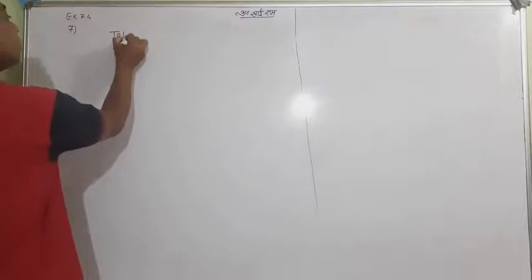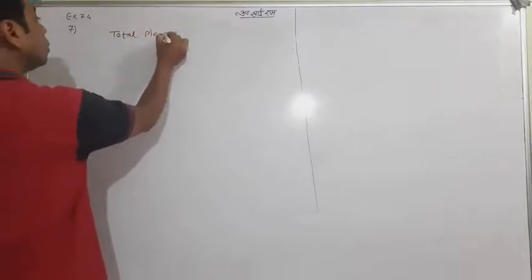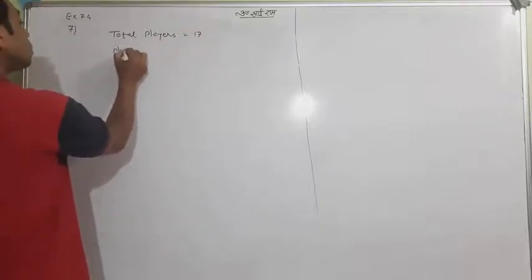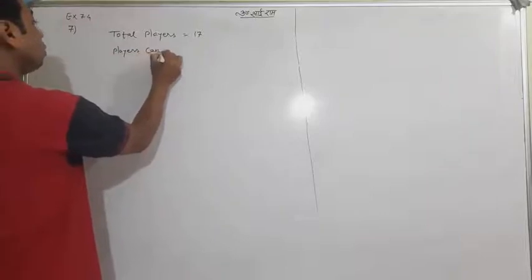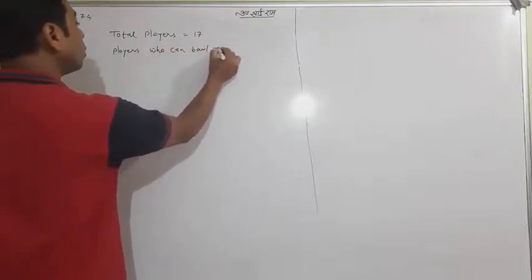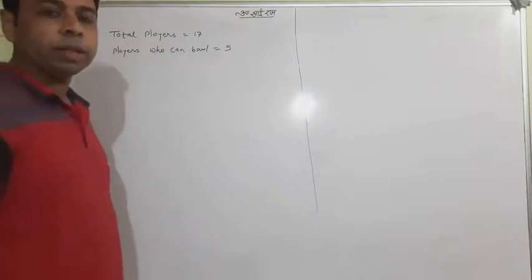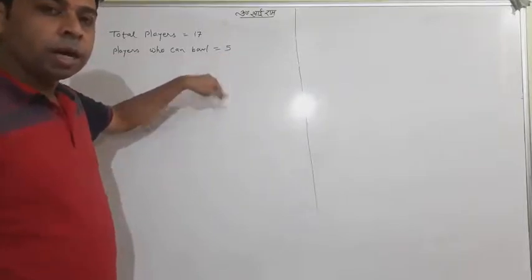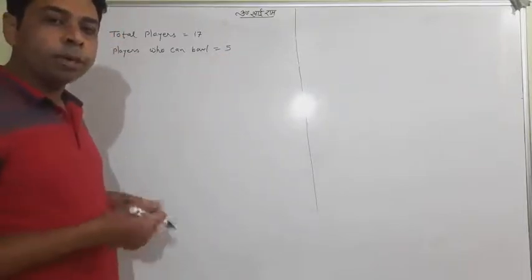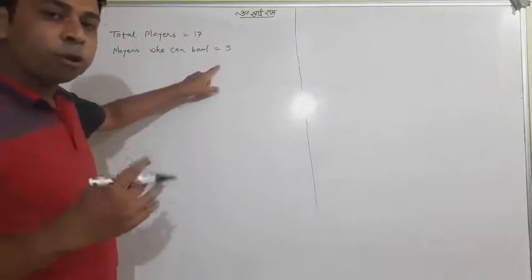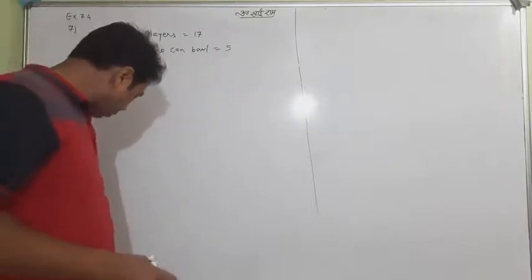Total players we have: 17. Players who can bowl: 5. Let me explain one thing, that among the 17 players, 5 players can bowl, meaning they are bowlers, and we have to form a team of 11, meaning we have to select 11 players, but exactly 4 bowlers must be there. So I would speak about that.